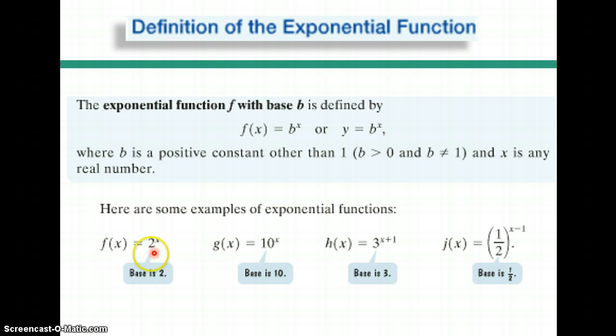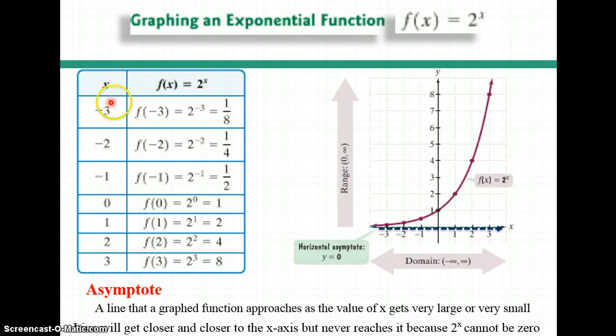Here are some examples: 2 to the power x, 10 to the power x, 3 to the power x plus 1, 1 over 2 to the power x minus 1 are exponential function. The value of x and its corresponding values are 2 to the power x.